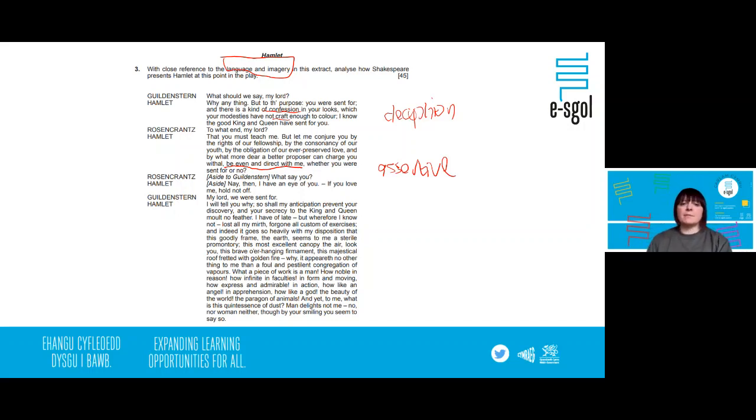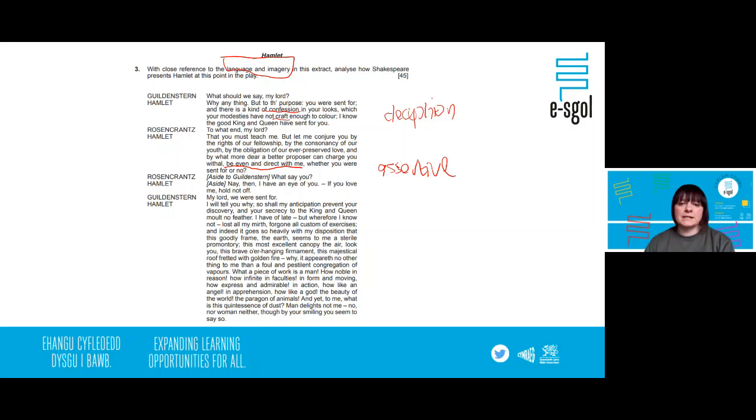And then he continues with, "My lord, we were sent for." And then Hamlet responds with, "I will tell you why. So shall my anticipation prevent your discovery, and your secrecy to the king and queen moult no feather. I have of late, but wherefore I know not, lost all my mirth, forgone all custom of exercises. And indeed it goes so heavily with my disposition that this goodly frame, the earth, seems to me a sterile promontory. This most excellent canopy, the air, look you, this brave o'erhanging firmament, this majestical roof fretted with golden fire, why, it appeareth no other thing to me than a foul and pestilent congregation of vapours.